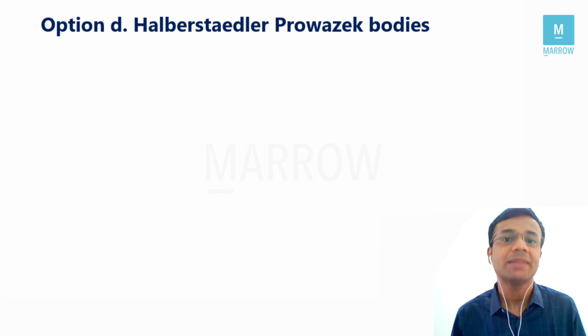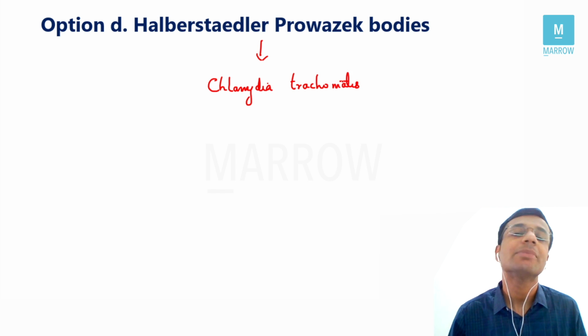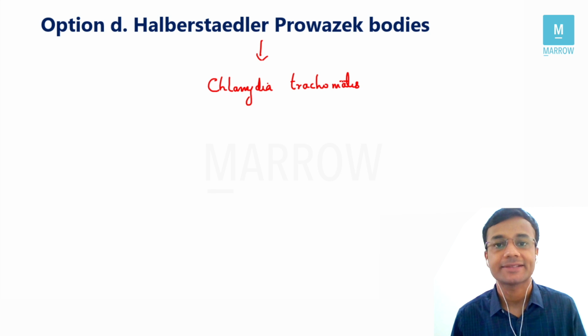And option D, Halber-Stedler-Provezek bodies. These are seen in chlamydia infection. So Chlamydia trachomatis produces characteristic bodies which are termed Halber-Stedler-Provezek bodies.